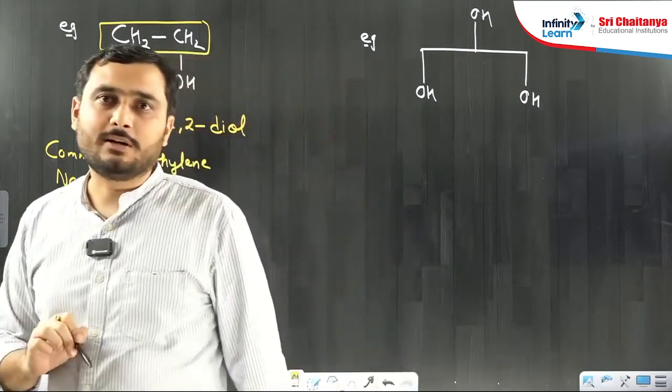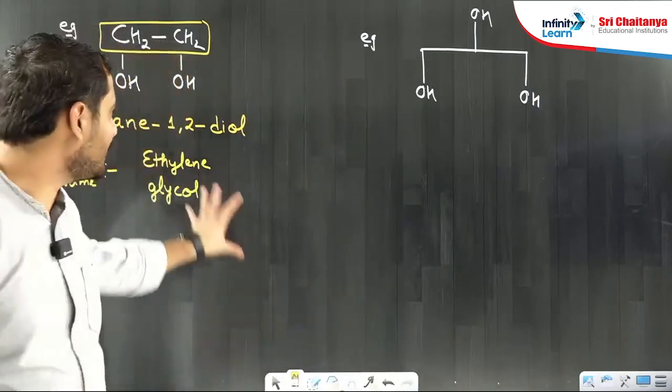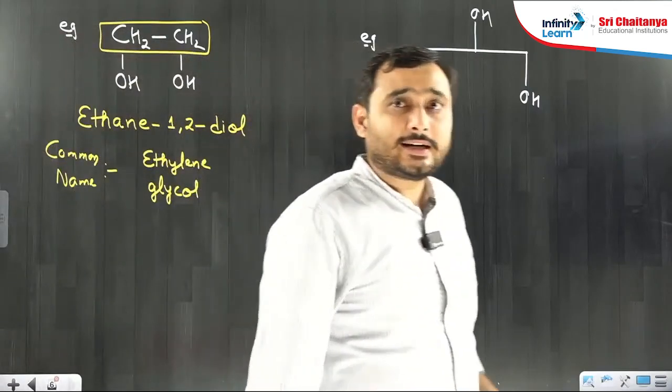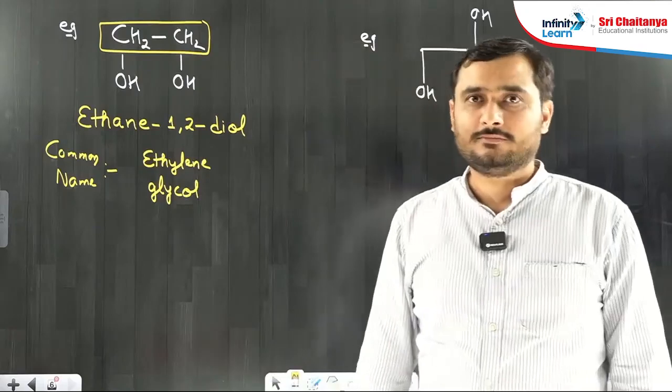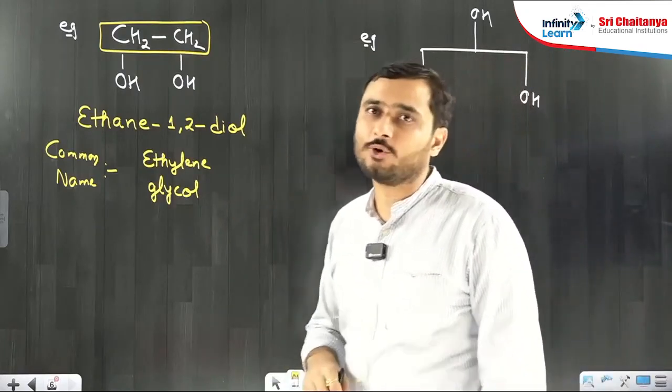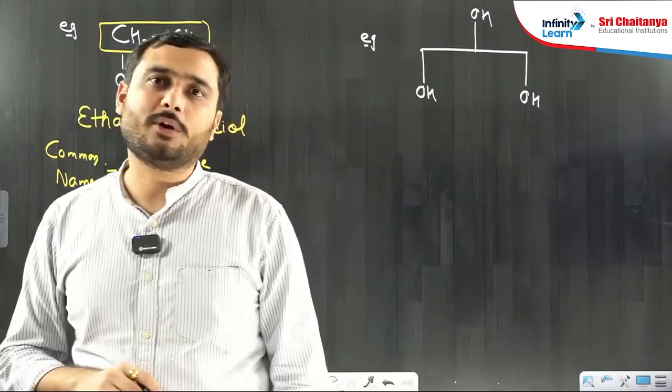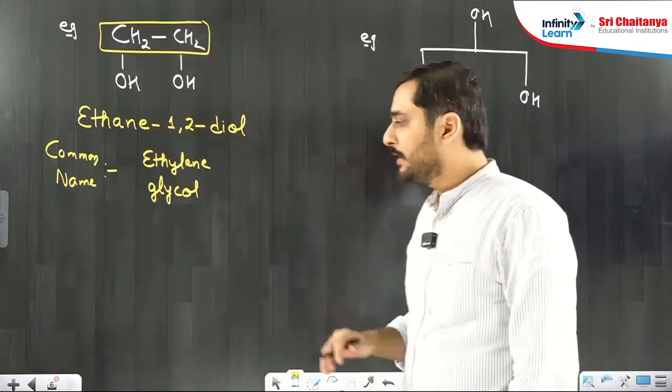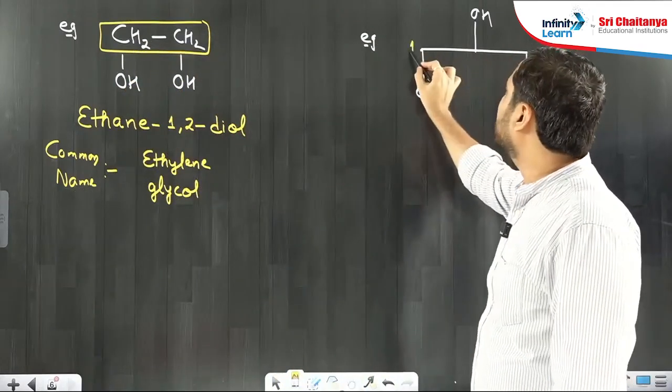What is the common name for this compound? Ethylene glycol. Remember this. This will come in your syllabus that it is an anti-freezing agent. It is an anti-freezing agent used in car radiators. Ethylene glycol decreases the freezing point of the solvent. Clear?